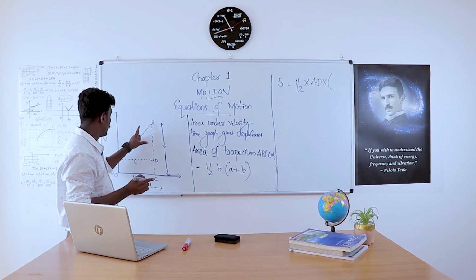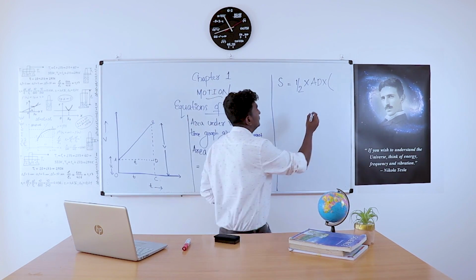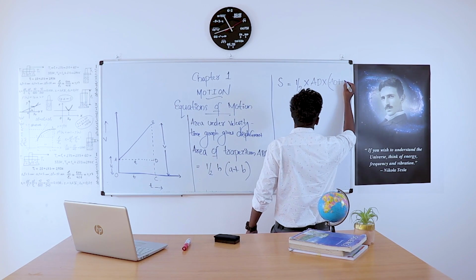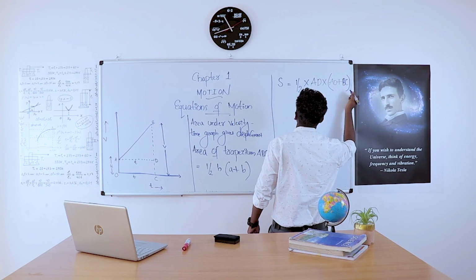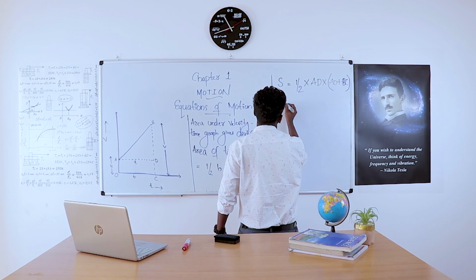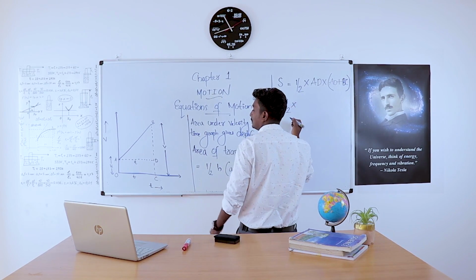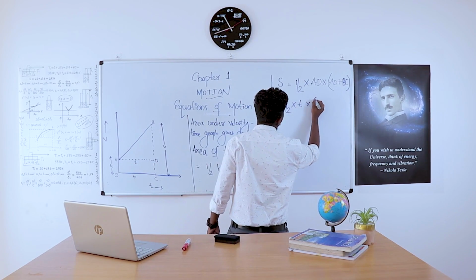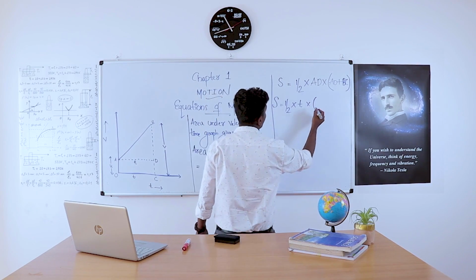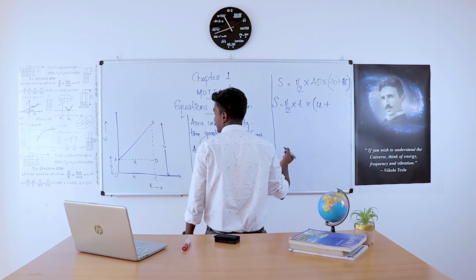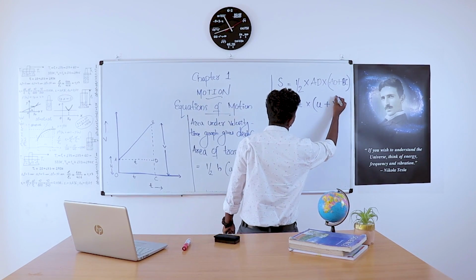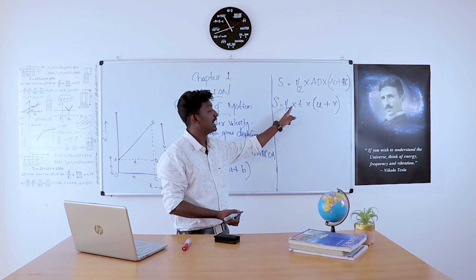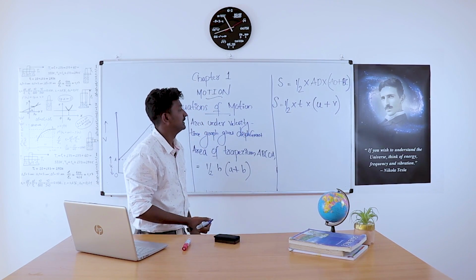Here AO and BC are the parallel sides. AD into AO plus BC. That is, S is equal to half into AD, which is t, into AO plus BC. AO is u, and BC is v. Just substitute all the values, we get S is equal to half into t into u plus v.